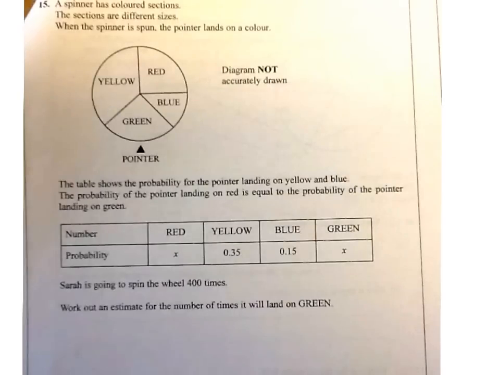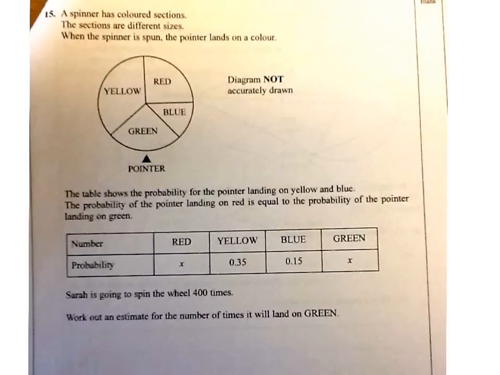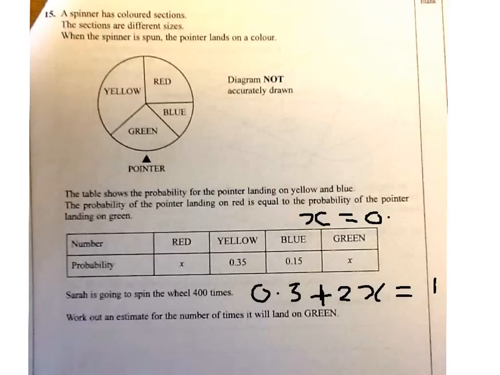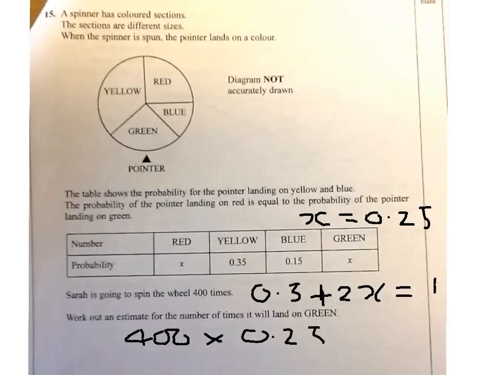Okay, probability question, and to find out green, we know that red, yellow, blue and green will come to 1. Yellow and blue is 0.5, so 0.5 plus 2x will equal 1. Okay, so the x therefore must be 0.25. And so we expect a quarter of the spinners would be green. So if we're doing it 400 times a quarter gives you 100. And that's your answer there.